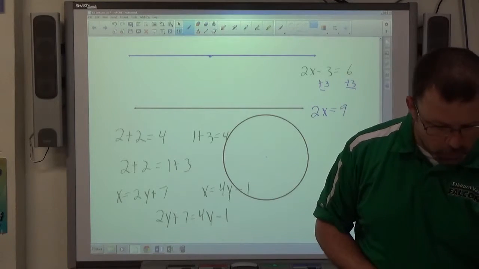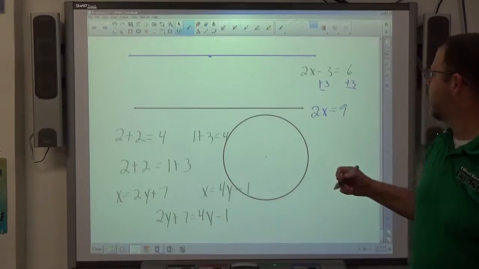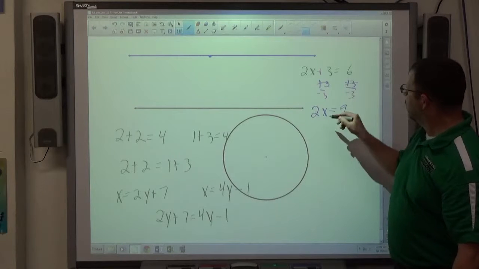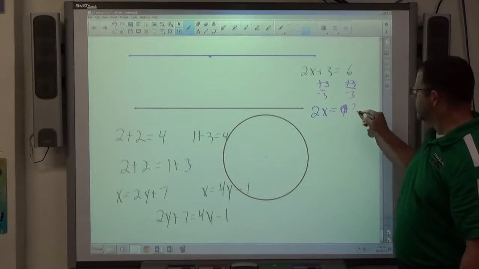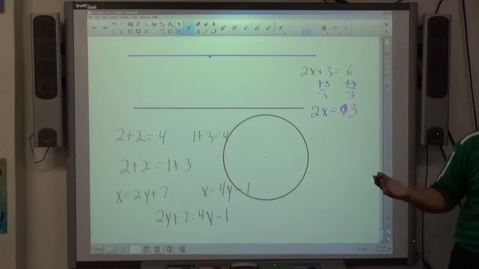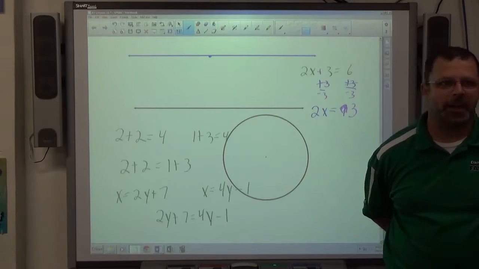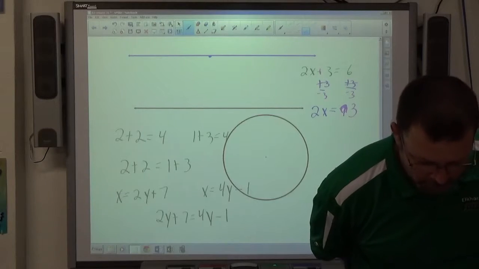Addition property of equality. He invented that, or at least he wrote it down first. All right. If equals be subtracted from equals, remainders are equal. Same idea, except this says plus 3. Now this says minus 3. So then you get 2x equals 3. Subtraction property of equality. Okay. And honestly, in algebra, those are the same. Add a negative. You know, it's the same as subtraction.